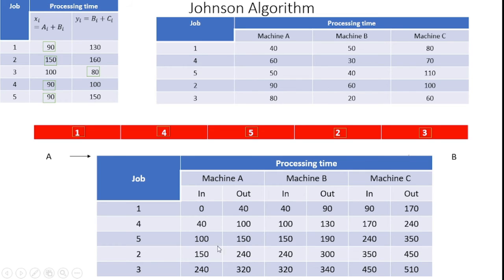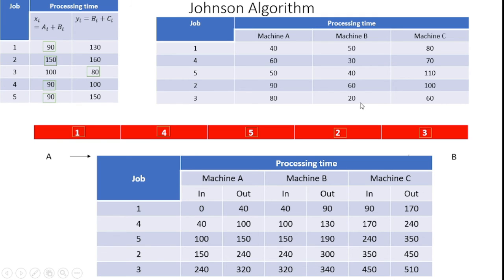After completing the second job, I come to the third job, because the third job is the final in the sequence. The third job's processing time is 80, but job 2 completed on machine A at 240 minutes, so job 3 enters machine A at 240 minutes. After that, the job 3 processing time on machine A is 80, so 240 plus 80 is 320. As usual, I compare 320 with 300. 320 is the maximum, so I wrote 320 here.